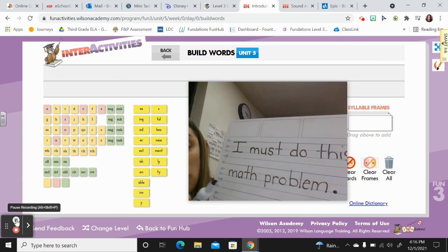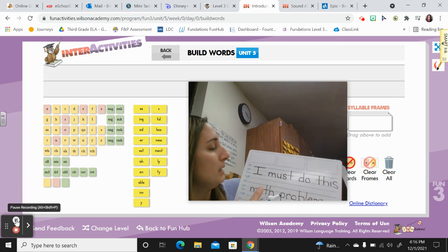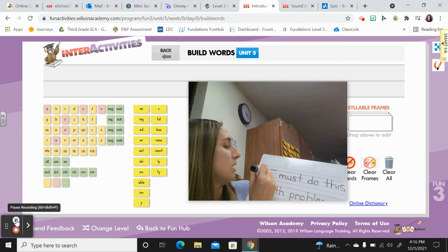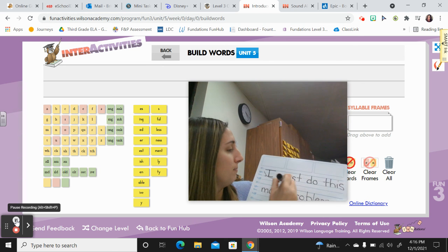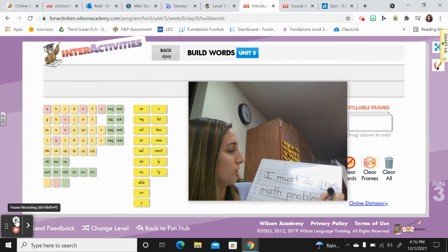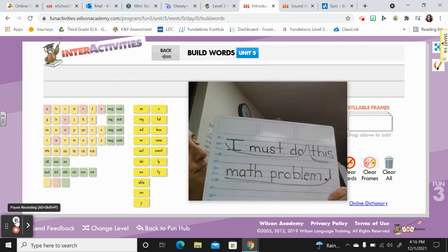Do you remember punctuation? All right, let's think. How would I scoop this? Yours might be different. I think I would do this. I must do this math problem. I think I'd do 2 scoops, just like that. I must do this math problem.